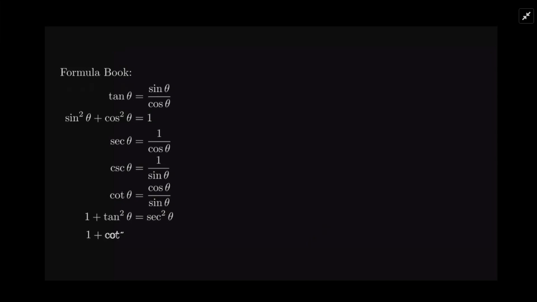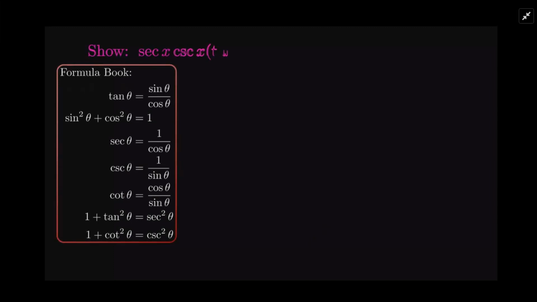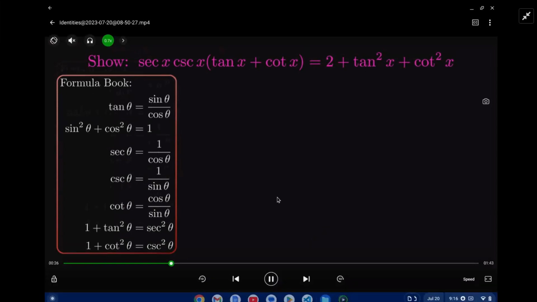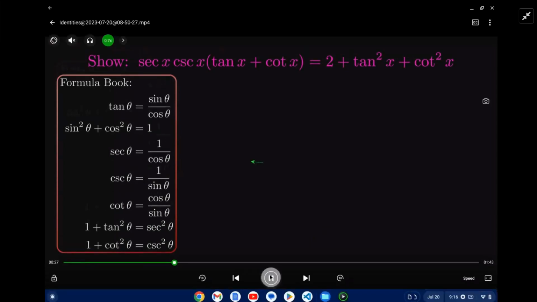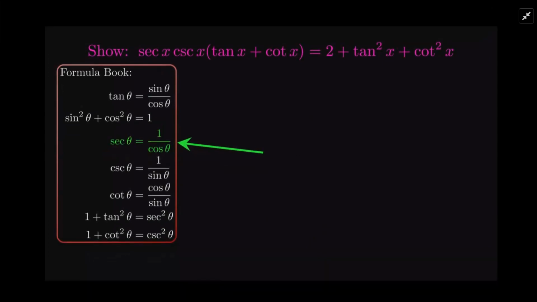So we'll use some of these to help us simplify our thing, and that's that. Okay, so we're trying to show this. First, let's see, what are we going to be using? Okay, we're going to use the secant, which is the reciprocal of the cosine, the cosecant, which is the reciprocal of the sine, and then these last two, which are forms of the Pythagorean identity.